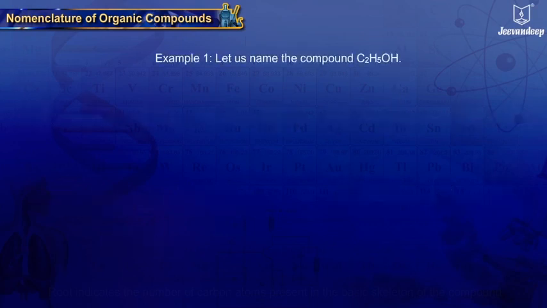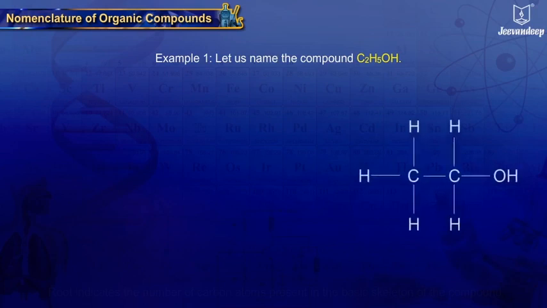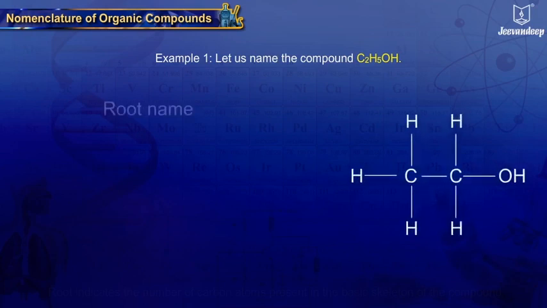Example 1. Let us name the compound C2H5OH. Steps. 1. For the root name, count the number of carbon atoms in the longest continuous chain and number them. In this example, only one chain is there with 2 carbon atoms, and thus the root used is eth.